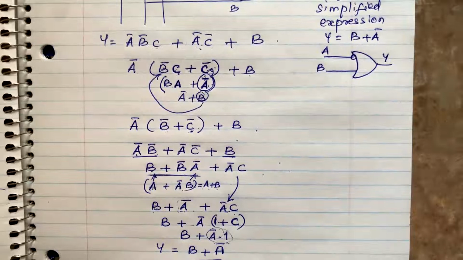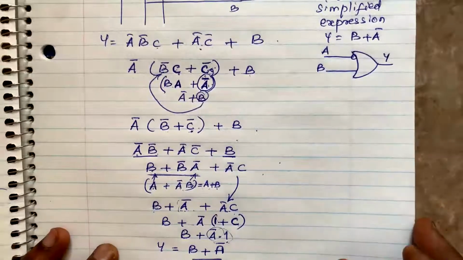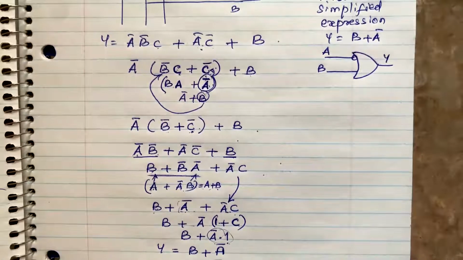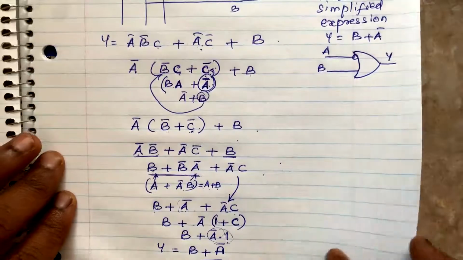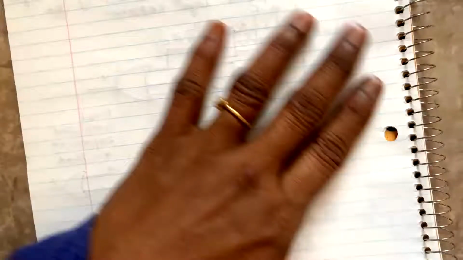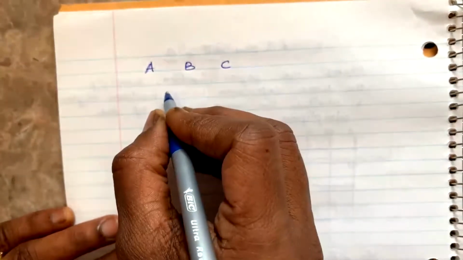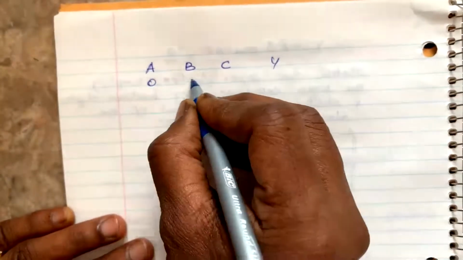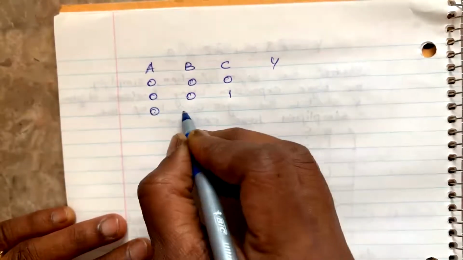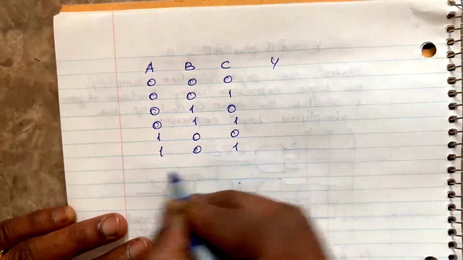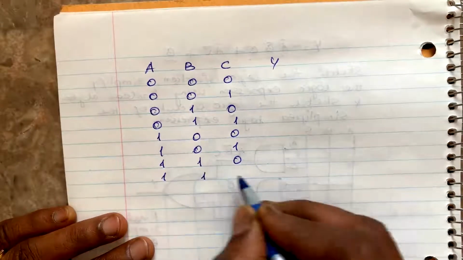Now, next thing is, if you have a truth table, okay, how to bring this expression we are going to see. Okay, how to bring the expression from a truth table. First, I have a table, truth table, A B C and output Y. Now, 0 0 0, 0 0 1, 0 1 0, 0 1 1, 1 0 0, 1 0 1, 1 1 0, 1 1 1.